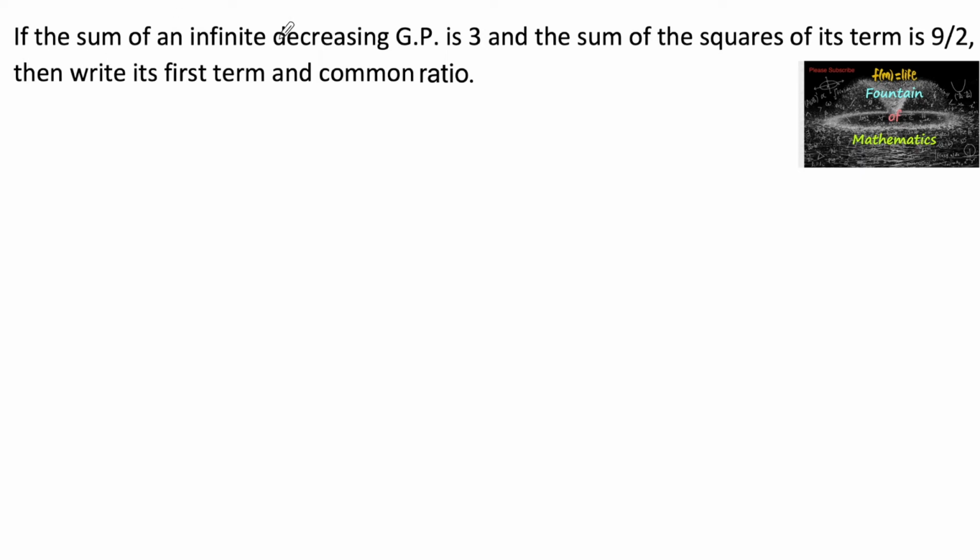If the sum of an infinite decreasing GP (geometric progression) is given as 3 and the sum of the squares of its terms is 9/2, then write its first term and common ratio. Let A be the first term and R be the common ratio.